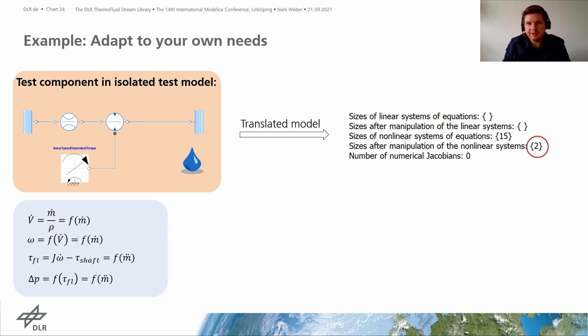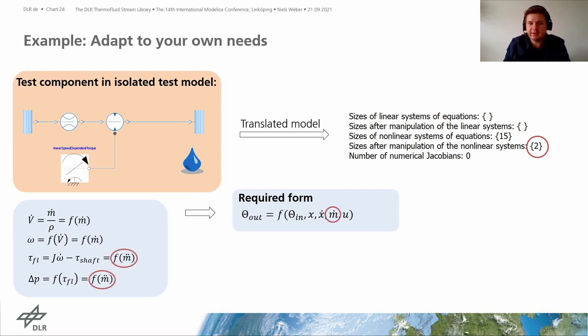As we know from the theoretical part of this talk, we want to bring all our equations to the required form, where the outlet is only dependent on the mass flow itself and not the derivative of the mass flow. So here we are violating our modeling approach and we need to find a solution for that.